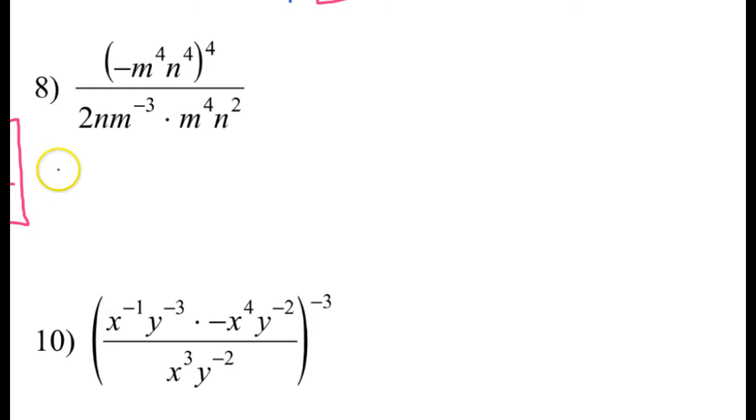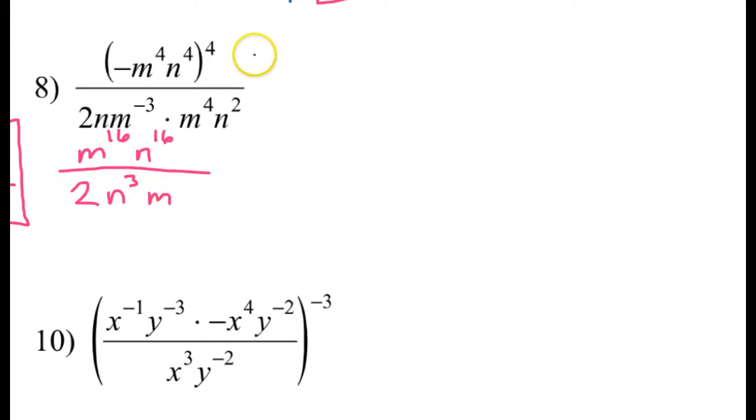Number 8. In the numerator, first of all, this negative sign is going to disappear because I have this even power. So no more negative sign. Power to a power like this is when you multiply. So I will have m to the 16th power and n to the 16th power. Now to the denominator. I've got this 2 sitting there. N times n squared, that is n to the 3rd power. M to the negative 3 times m to the 4th power. I add those, I get 1, so that's just m.